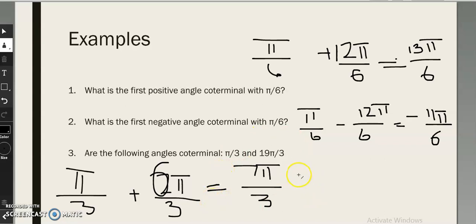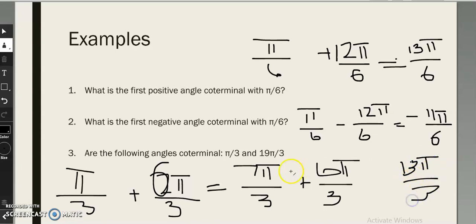I'm going to add another one. So I add another 6 pi over 3. And I get 13 pi over 3. Didn't get to 19.